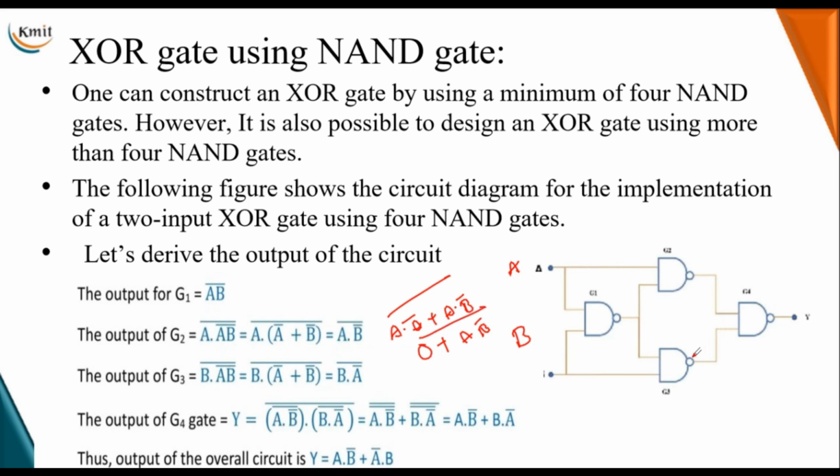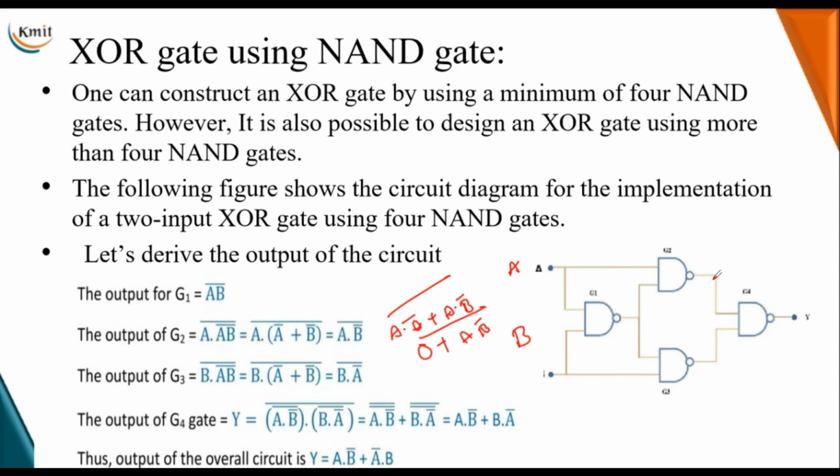Next G3 will have two inputs, one from your AB bar, the other input from your B input. So it will give you the NAND operation between B and AB bar, which is equal to B into AB bar. Now the last gate will give you the output, which is the exclusive OR function.